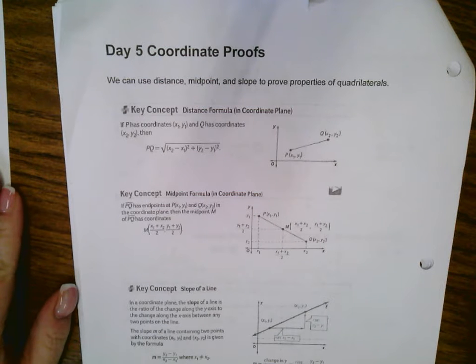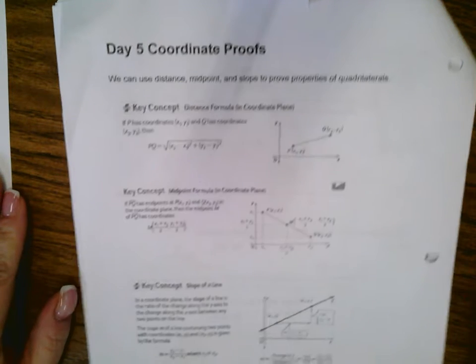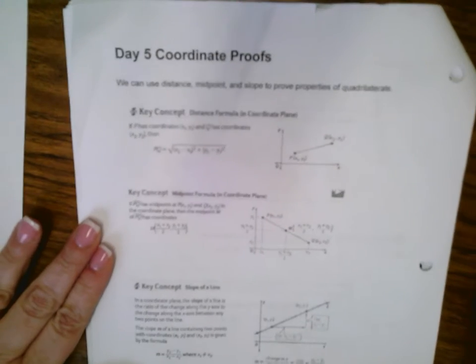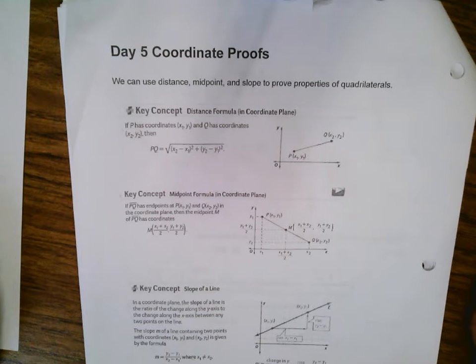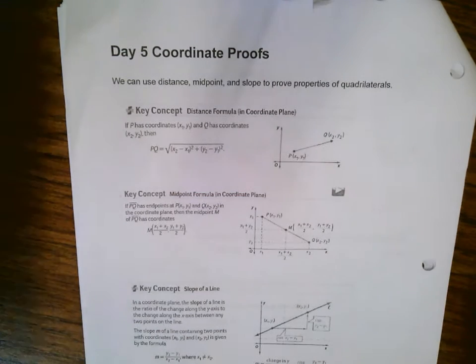Please turn to page 26 in your packet and look for Day 5 coordinate proofs. Today we're going to use distance, midpoint, and slope to prove properties of quadrilaterals. To do that, we need to review the distance formula, the midpoint formula, and the slope formula. I'm going to show you an example of the distance formula and the midpoint formula before we get started.